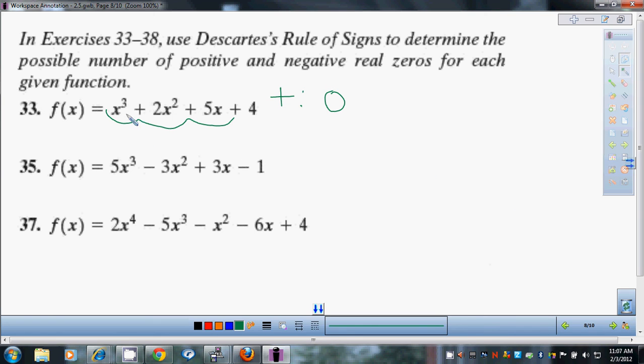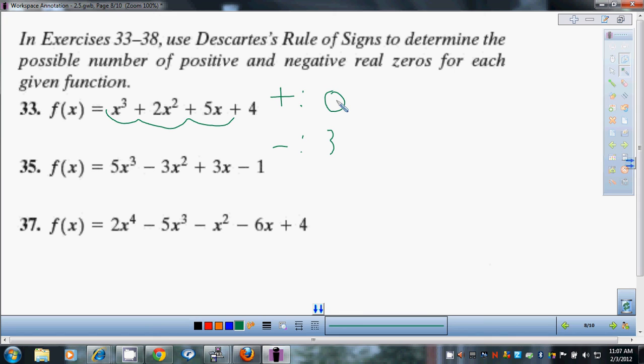Well, how many are there total in this function? 3. And if none of them are possibly positive, then negative has to have all 3 of them. So here, Descartes' rule of signs would have helped you because now you know, well, I might as well just look through my negative numbers because there couldn't possibly be a positive one. The entire function of it.